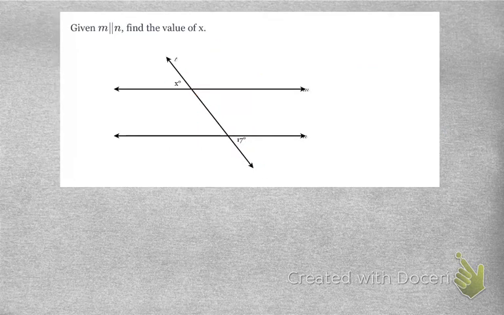Same thing, same setup. We have parallel lines M and N cut by transversal T. But now we've got an odd situation. We have an X value here and a 17 degrees here. These are called alternating exterior angles. Oh my goodness, yes.